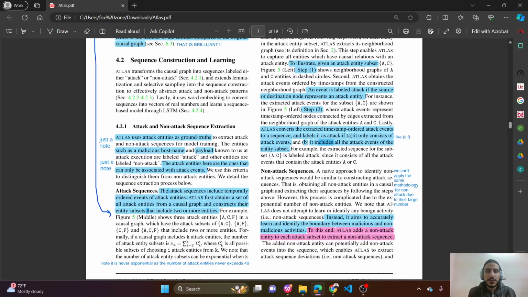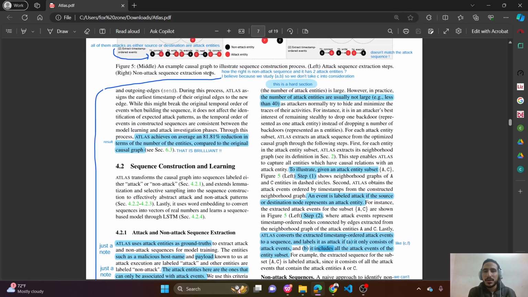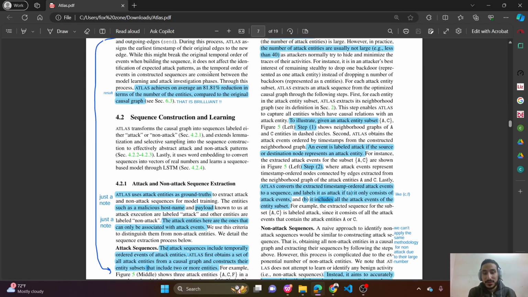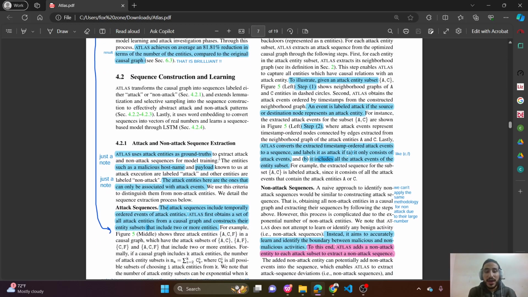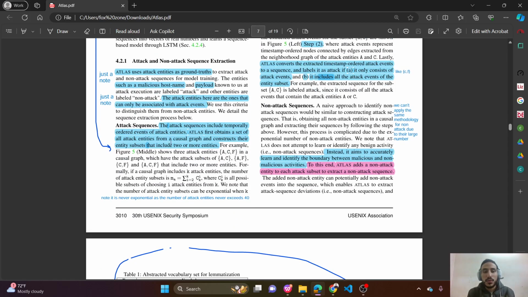And the second thing we have in the large phases is the sequence construction. Actually, how are the sequences built? And this is a little bit complicated because it has two ways, the attack sequences and the non-attack sequences. And for attack sequences, we have to take into consideration that the attack entities are the ground truths. So other than the attack entities, I consider them non-attack entities. And another note to take into consideration is that the attack entities here are the ones that can only be associated with attack events. We are going to elaborate this in a proper manner, but I have to tell you what is an attack sequence.